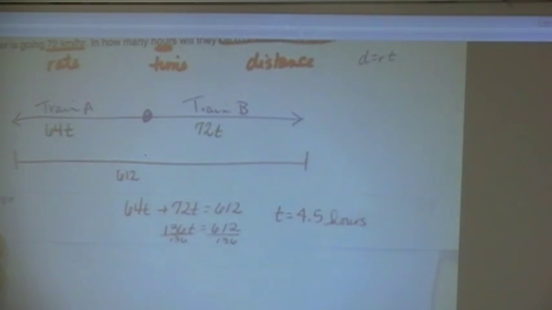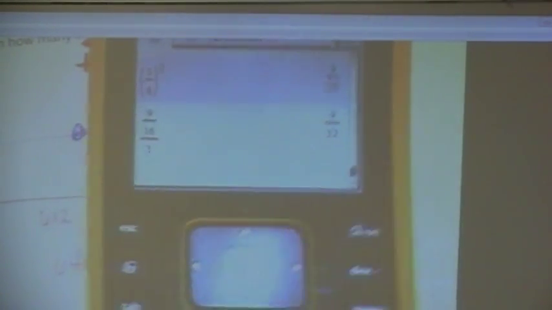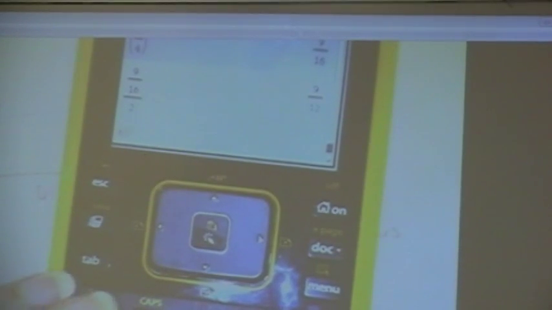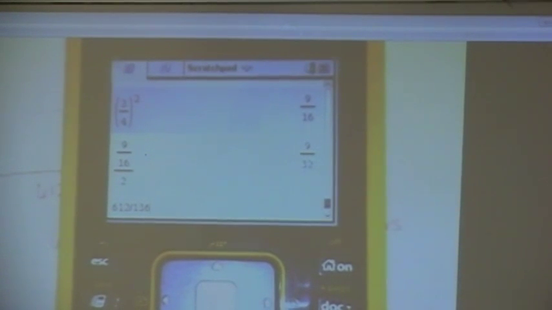And if you want your calculator to... yeah, it's in menu. Oh, you don't even have to do all that. This is awesome. I'm sorry I haven't showed you all this before. Okay, so let's say I had 612 divided by 136, and I don't want the fraction answer.